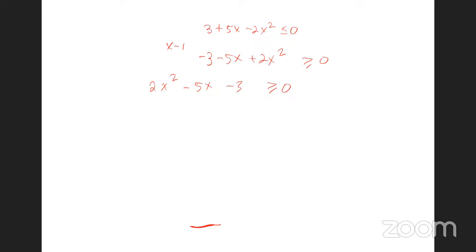Are you okay with that? What happened? Every time you multiply or divide by a negative, the sign has to change. In an inequality, the sign has to change. That's okay? Once you have an inequality and you multiply or divide by a negative value, the sign has to change. So if it's the first time you're hearing it or you don't remember, write it in red. Make a note of it.